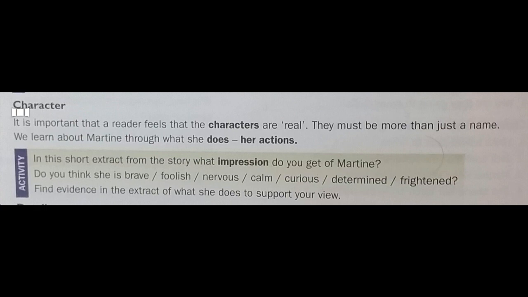So now let's go to the next feature, which is called the character. This is the third feature. It's called the character. Character means the people in the story.